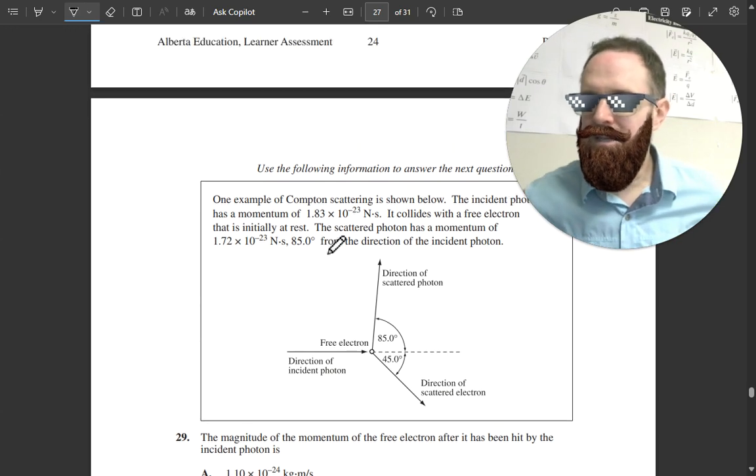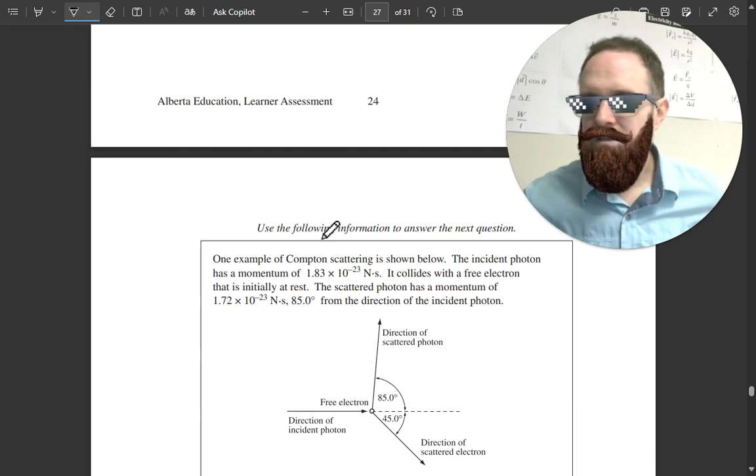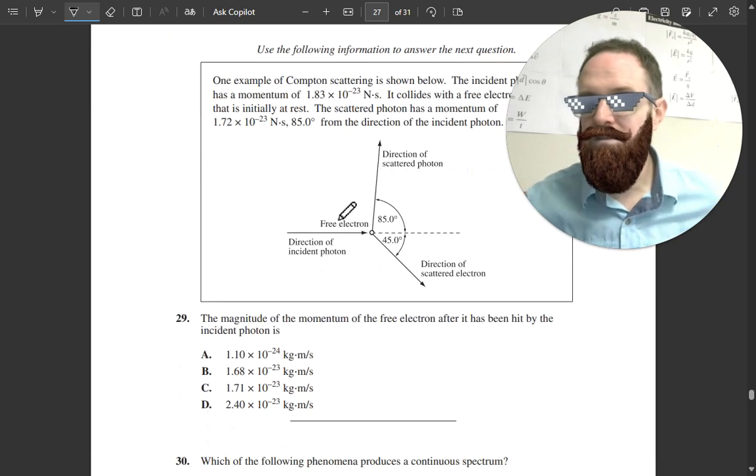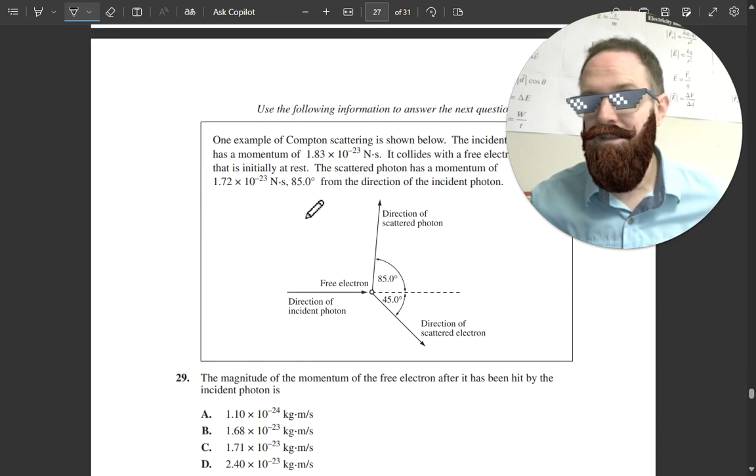One example of Compton scattering is below. The incident photon has this momentum. It collides with a free electron that is initially at rest. The scattered photon has a momentum of this, 85 degrees from the incident. What's the magnitude of the momentum of the free electron after it gets hit? Okay.